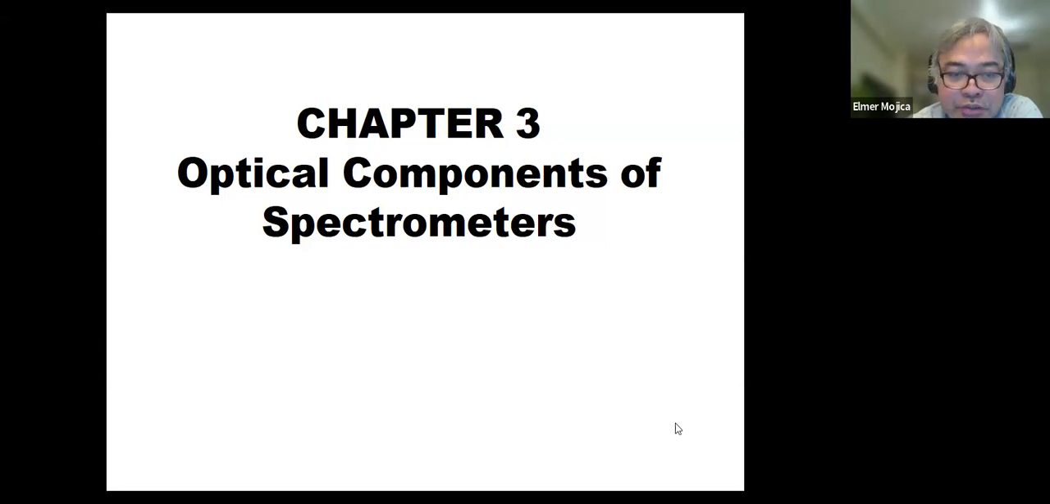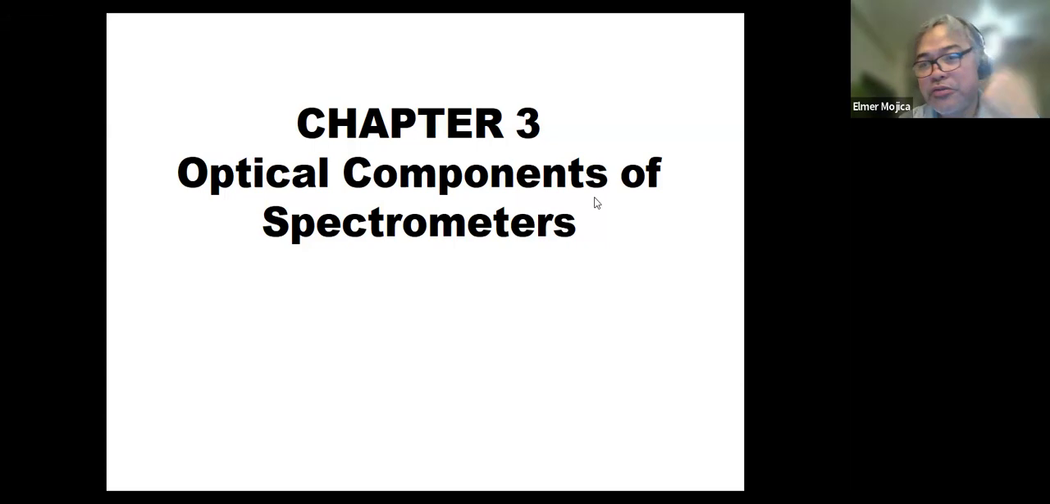radiation. So what we're going to do in this chapter is consider the optical components and systems used in spectrochemical instruments. Radiation sources and radiant power monitors will be described in the next chapter, and the other components will be in the remaining chapters of this book.